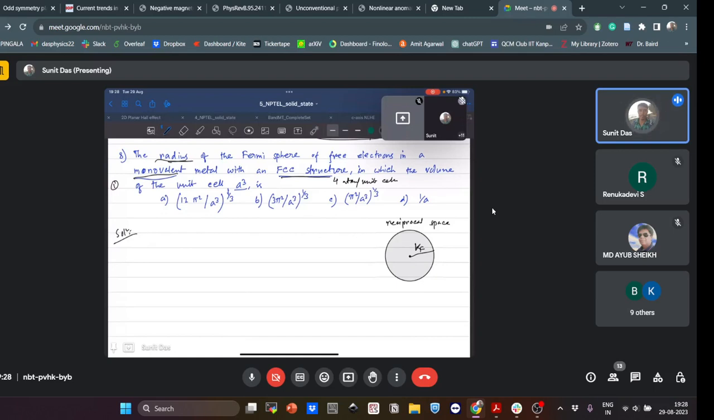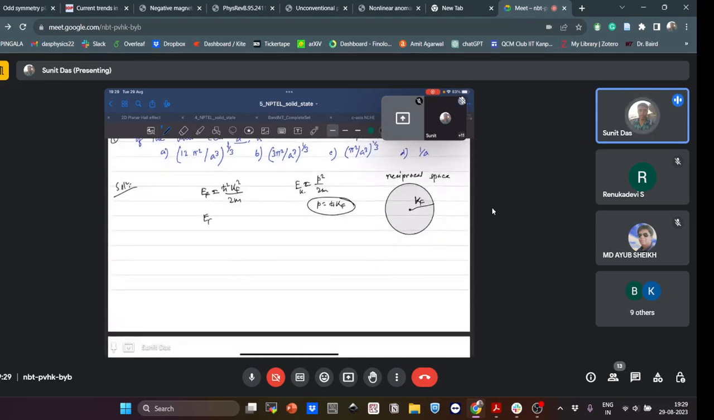So if we consider the radius kF, then the energy EF will be ħ²kF²/2m, basically the free electron's energy. What is the energy of a free electron? P²/2m, right? Kinetic energy. P is ħkF here. And we also know EF for 3 dimensions equals ħ²/2m times (3π²n)^(2/3).